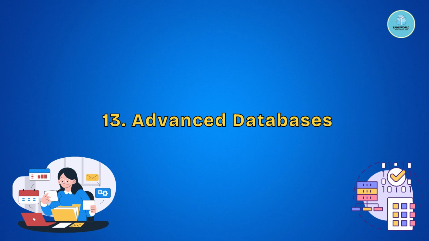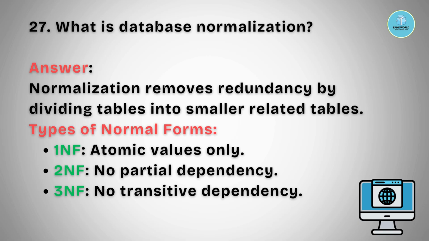Advanced databases. Question number 27. What is database normalization? Normalization removes redundancy by dividing tables into smaller related tables. There are different types of normal forms: 1NF, 2NF, and 3NF. 1NF: atomic values only, 2NF: no partial dependency, 3NF: no transitive dependency.